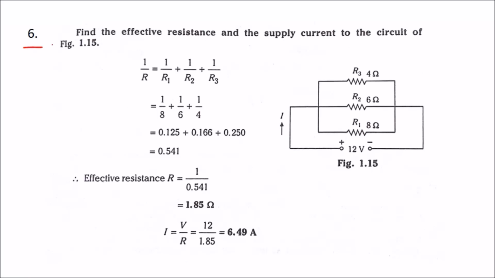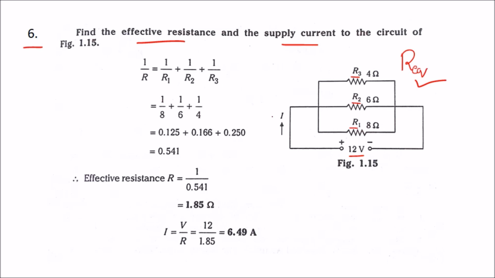Problem number 6. Find the effective resistance and supply current of the circuit shown in figure 1.15. Here, three resistors are connected in parallel. The supply voltage is 12 volts. Therefore, the voltage across R1 will be 12 volts, voltage across R2 will be 12 volts, and voltage across R3 will be 12 volts. So, we need to find the equivalent resistance, that is Req.